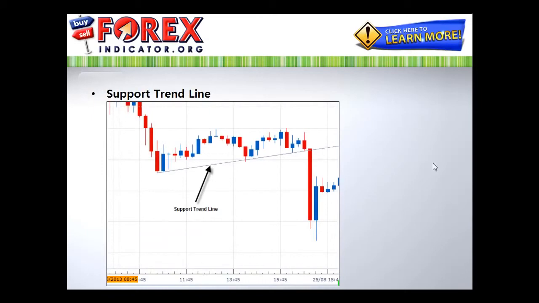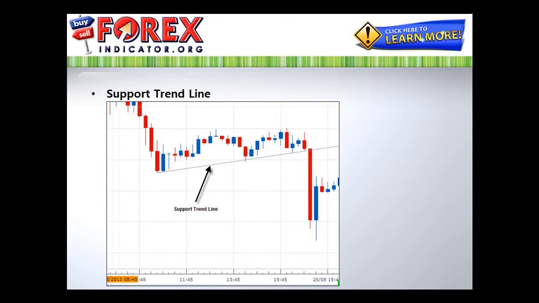So what you're seeing here is basically the support trend line. Basically, a support trend line acts as a support. It's always formed below the candle. You see that? It serves as support. The price bounces off it before it breaks through. So this is what we call a support trend line. And later on, I'll show you exactly how to draw a trend line the correct way.